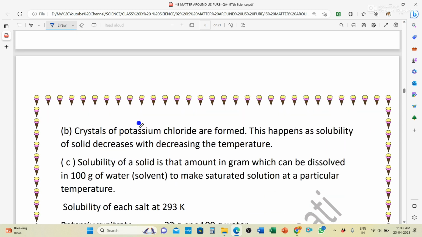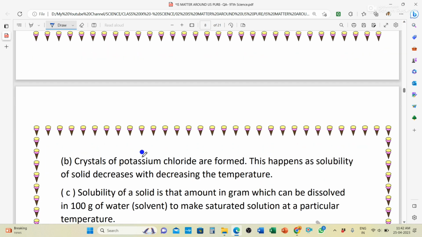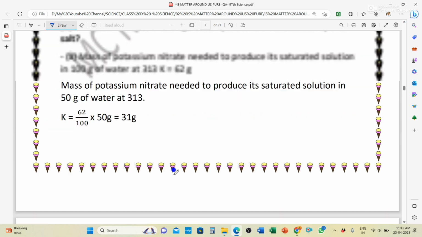Next question is, Pragya makes a saturated solution of potassium chloride in water at 353 Kelvin and leaves the solution to cool at room temperature. What would she observe as the solution cools? So, here crystals of potassium chloride are formed. This happens as the solubility of a solid decreases with decreasing temperature. If you decrease the temperature, then solubility also decreases. So, crystals of potassium chloride will be formed here.